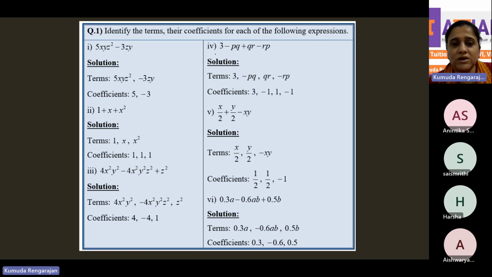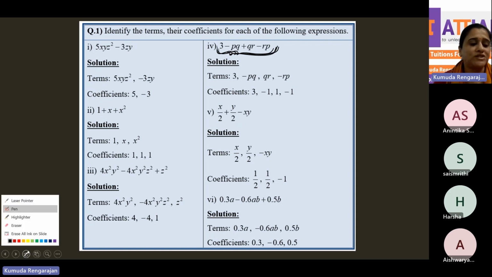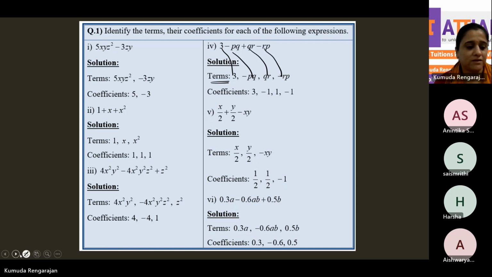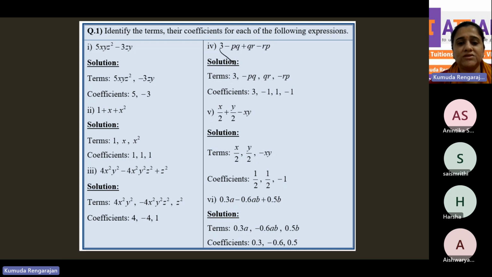This is an expression. Okay, so this is a question where you have an algebraic expression. From this one, you will have to write the terms. What are the terms of this expression and what are the coefficients you see there? Terms are 3, minus PQ, plus QR, minus RP. All right. They are the terms. And what are the numbers you see? You see 3. And here you see minus 1. And here you see plus 1. And here you see minus 1.